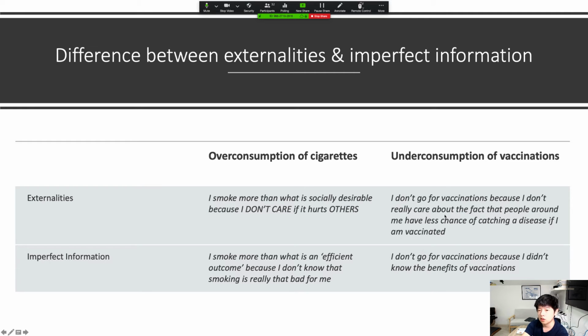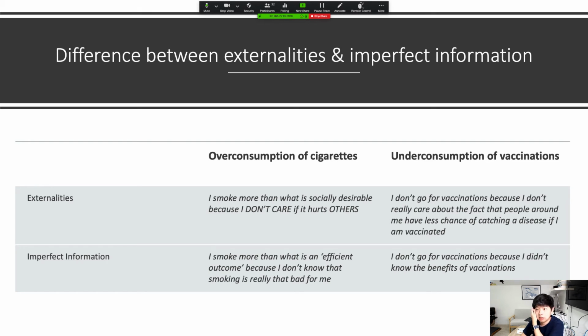Alright, so this is the issues associated with the difference between externalities and imperfect information. You must know the difference. Externalities is, I do this, something happened to some other person, I don't give a shit to this other person. It doesn't matter whether I know what's going to happen to this other person. It doesn't matter I know or I don't know. It wouldn't have fundamentally made a difference because I don't care. Okay, that is the concept of externalities.